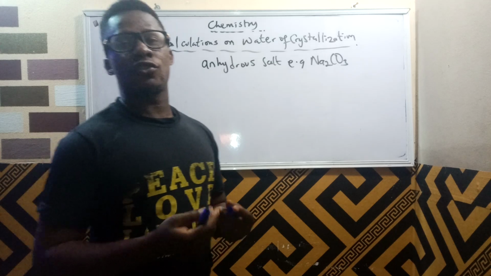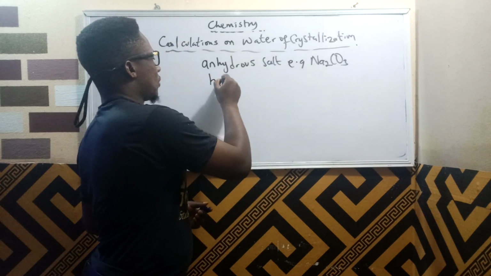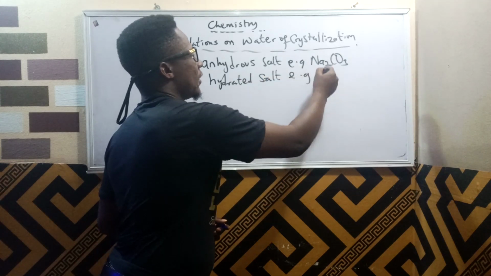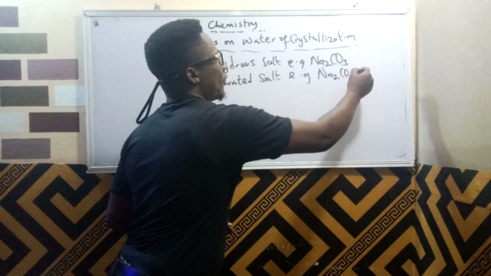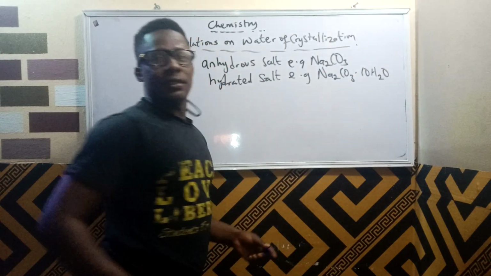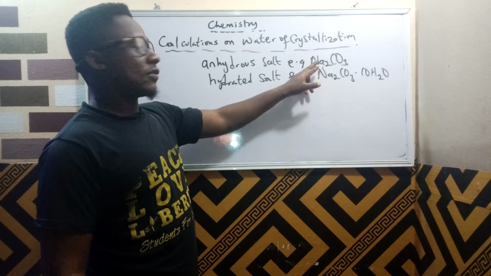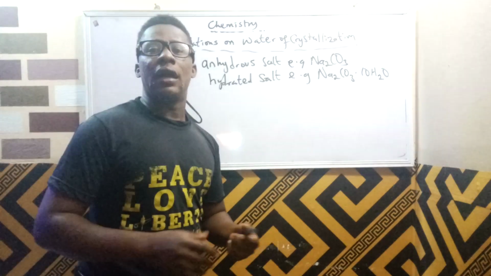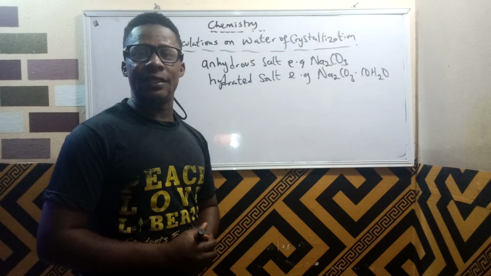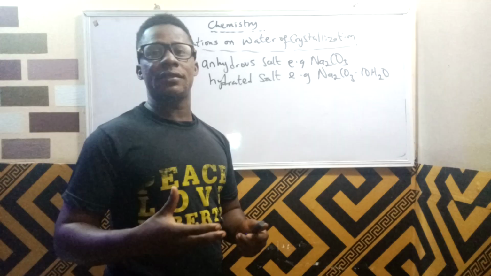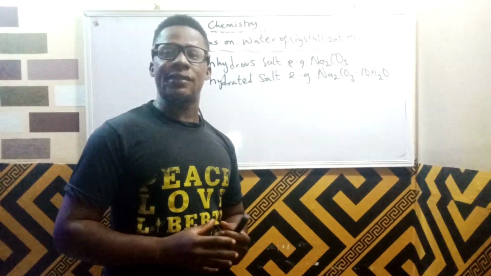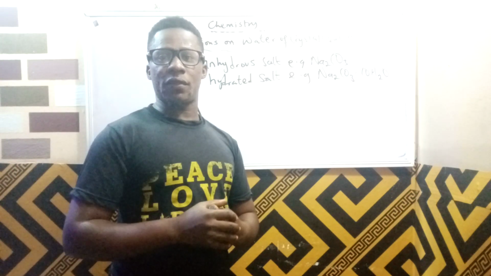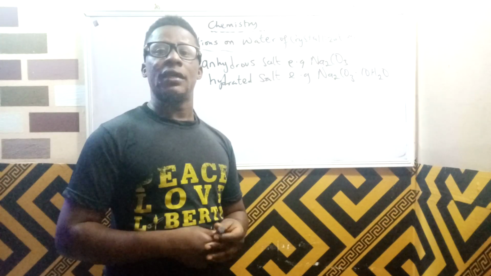And then we have another salt called hydrated salt. An example is Na2CO3.10H2O. Now the difference between this and this is that this is anhydrous, does not contain water of crystallization. This contains water of crystallization. In most cases, a salt becomes hydrated when it undergoes crystallization, or when it is exposed to the atmosphere and it absorbs some water, as the case may be.